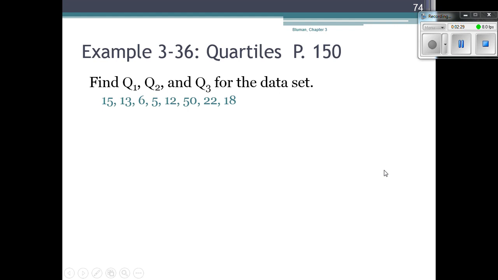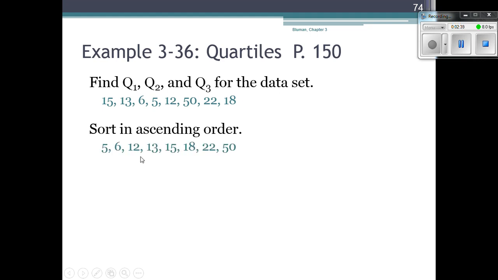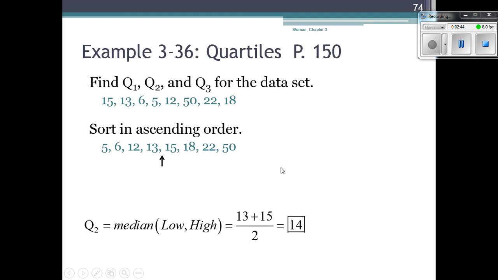So here we go. We're just going to jump right into how you find quartiles. Here's your data. We have 8 numbers. First thing is to put them in ascending order, lowest to highest. Okay, there they are. First thing we're going to find is quartile 2. It's actually the best place to start. The way that you find quartile 2 is you take the median of all the numbers, starting at low and going up to high.